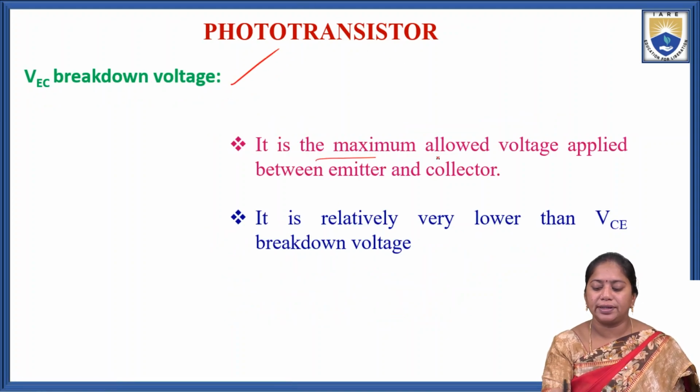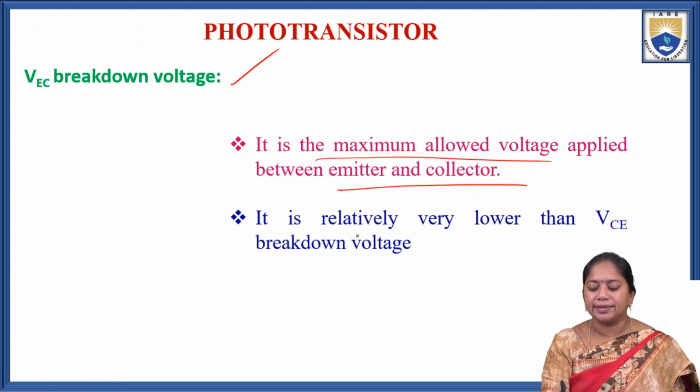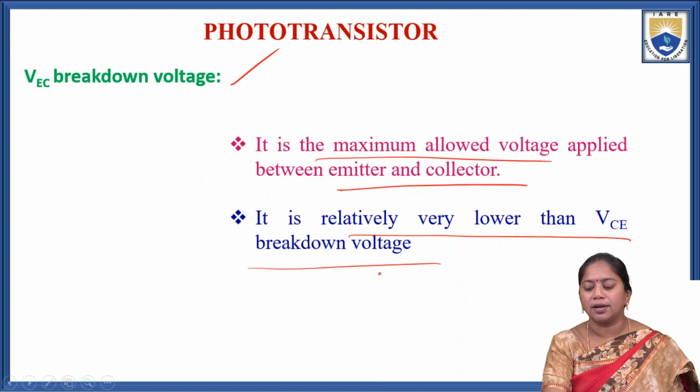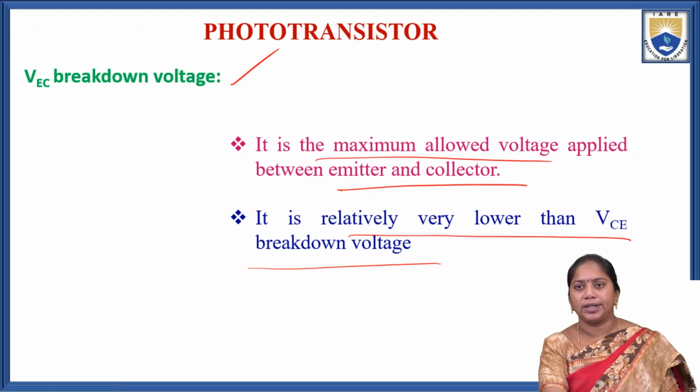VEC breakdown voltage. It is the maximum allowed voltage applied between the emitter and the collector. It is relatively very lower than the VCE, the common emitter voltage.